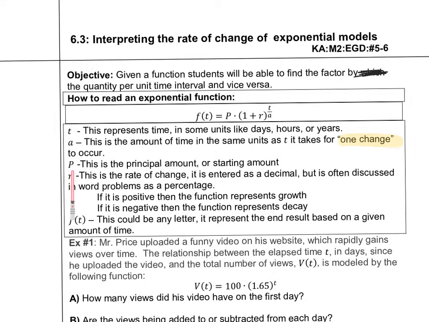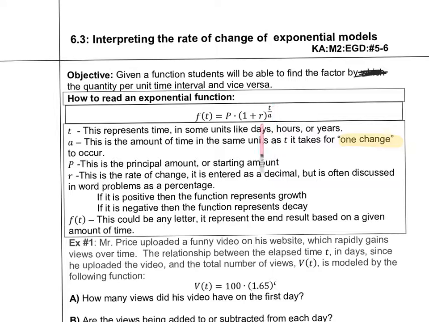So we have P, our principal amount or starting amount, times 1 plus r. R is our rate, the rate of change. It's entered as a decimal, but in word problems, it's often discussed as a percentage. So let's say it was increasing by 10%. We wouldn't write 10% here, we'd write 0.1.